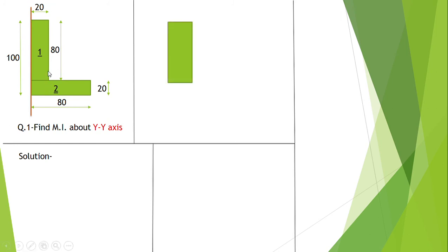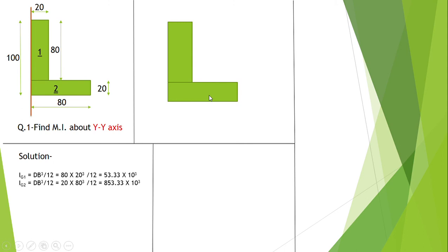Now I just separate these two sections. This one is the vertical section and the second is the horizontal section. Now as we know, the formula for Iyy will be d b cube by 12. So I take for the first section d into b, that is 20 into 80, and for the second it is 80 and 20. So I write 53.33 for the first section and 853.33 into 10 to the 3 for the second section.